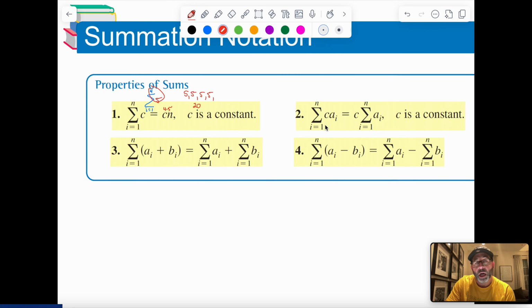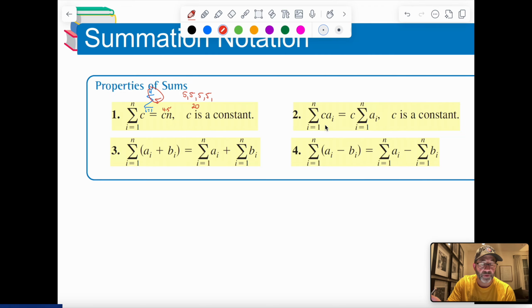Okay. You can play around with the other rules. They're all pretty self-explanatory as you play through them, but it's not necessary that you memorize them.